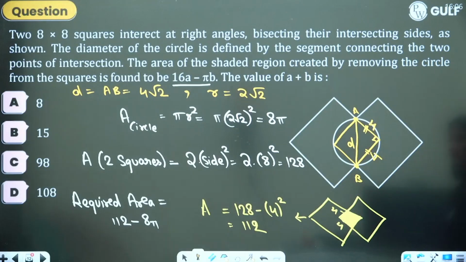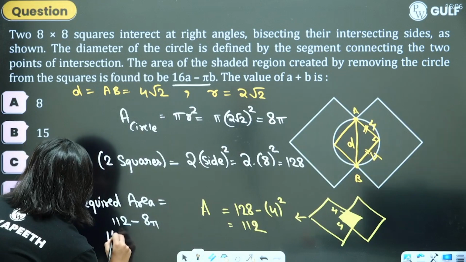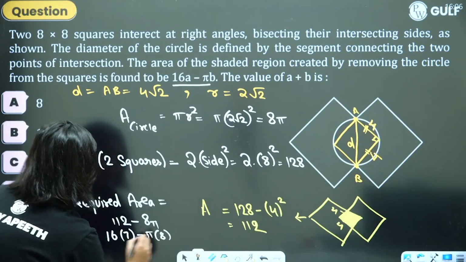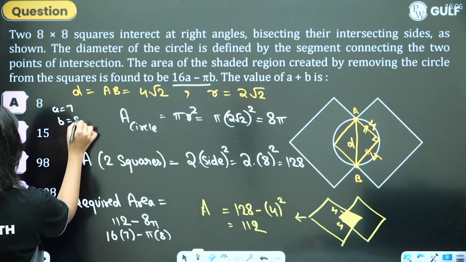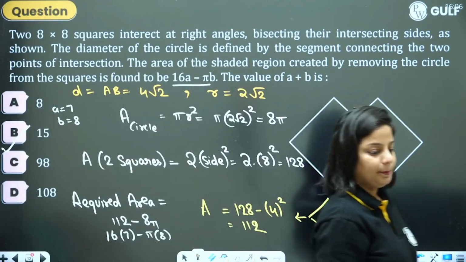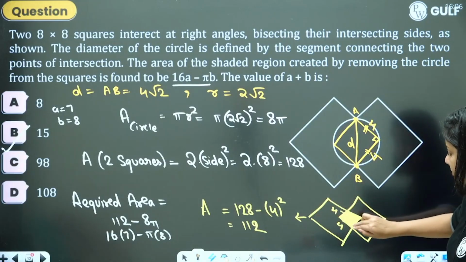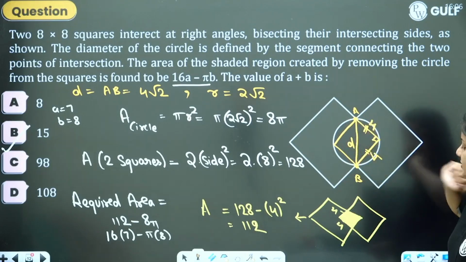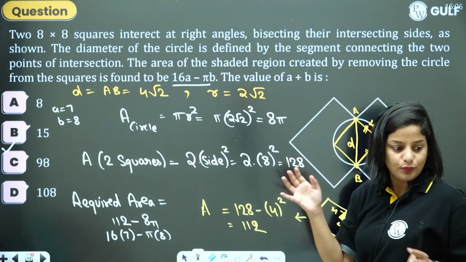What are you getting? 112 is nothing but 16 into 7. Sorry, yeah. 16 into 7 minus pi into 8. Compare. What is your A? A is 7, B is 8. 7 plus 8, 15. B should be the answer. B is the answer. Please understand that from these 2 squares, first we remove the square part and then we remove the circle. That will give me the required area. You will have to visualize. Next.